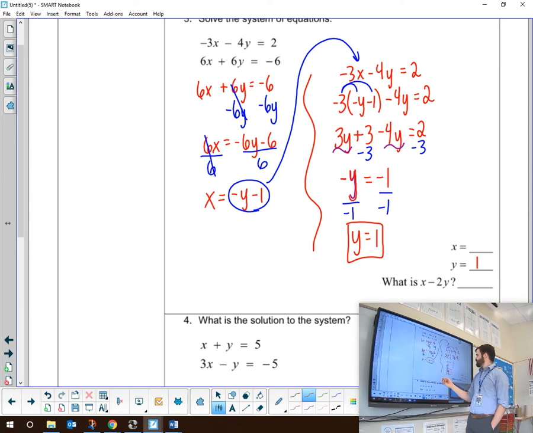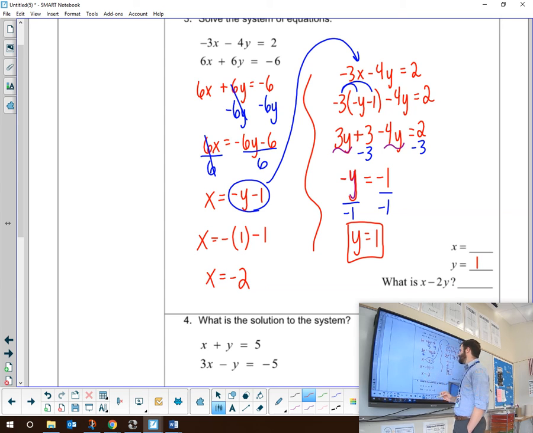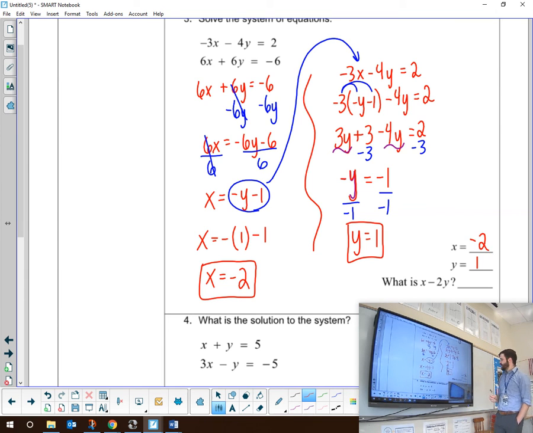On the other end, I can take that answer for y, plug it back in over here, and so I can say x equals negative whatever my y is. My y is 1. So we go negative 1 minus 1. Hey, a negative 1 minus 1 is a negative 2. So we're going to get x equals negative 2 as my other solution. Okay, so now our last question.